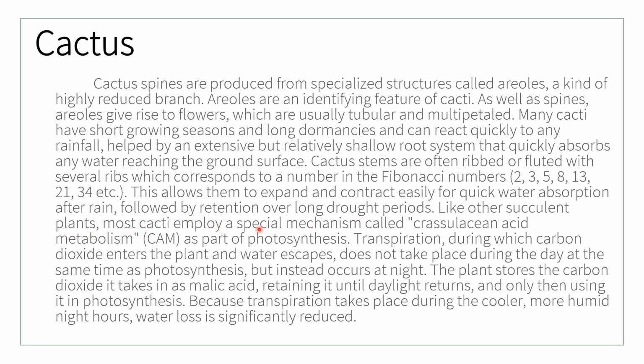Like other succulent plants, most cacti employ a special mechanism called crassulacean acid metabolism, or CAM, as part of photosynthesis. The transpiration, during which carbon dioxide enters the plant and water escapes, does not take place during the day at the same time as photosynthesis, but instead occurs at night. The plant stores carbon dioxide as malic acid, retaining it until daylight returns and only then using it in photosynthesis. Because transpiration takes place during the cooler, more humid night hours, water loss is significantly reduced.